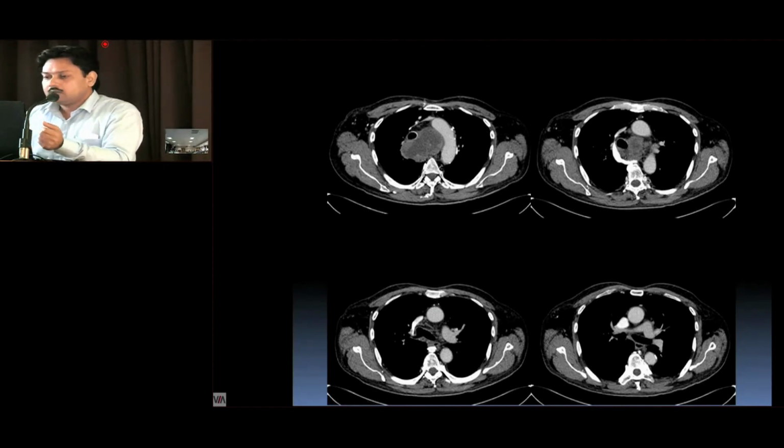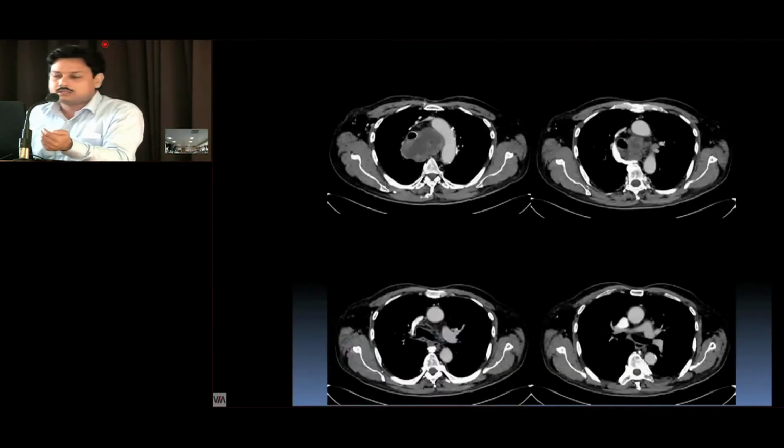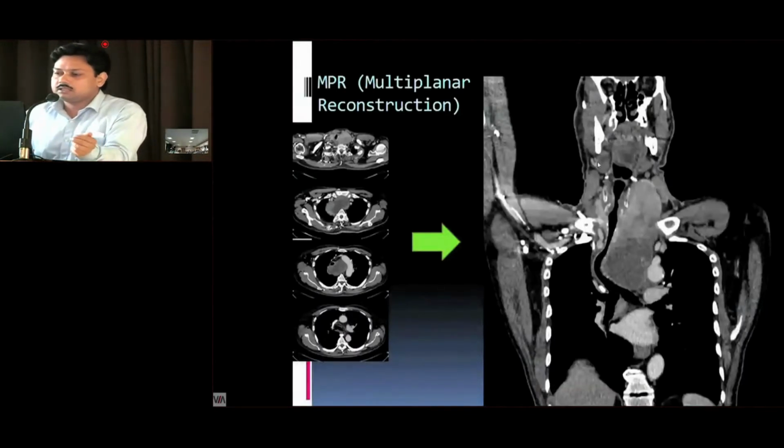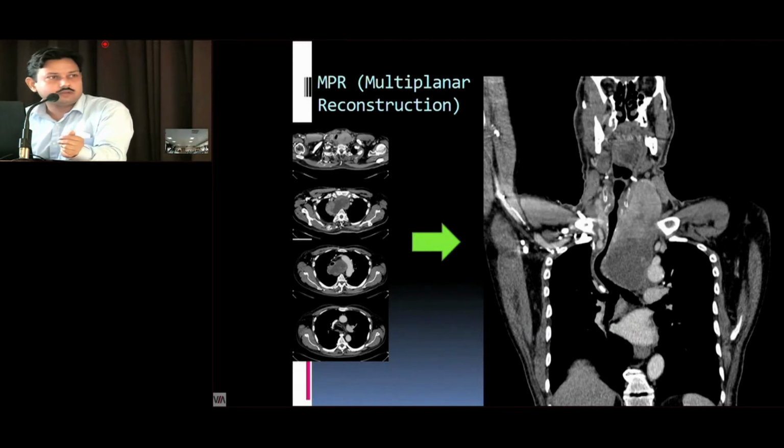This mass is abutting the aorta as well. So on the axial we can see the mass, but from the surgeon's perspective or the anesthesiologist's perspective, it helps if we can generate this type of image. This is a multiplanar reconstruction. From the same axial slices we have generated a coronal image. So in one image we can see the entire mass, the extent of the mass from where to where it is going, and how it is deviating the trachea. For better orientation, this type of image is very useful. So this is called multiplanar reconstruction.